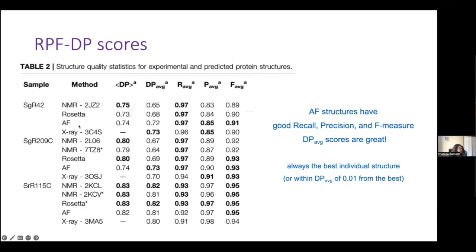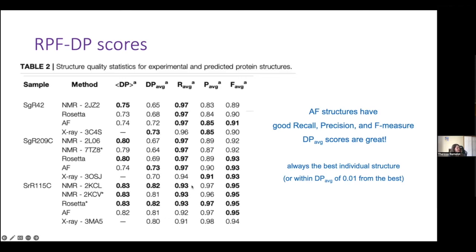Now we can look at the AlphaFold structures and see that they have good recall, precision and F measure. If you look at the average DP score, for the individual models, you can see that they are actually great. They are a really good match to the NMR data. So I guess that means I don't have to solve NMR structures anymore. They're always as good as the best individual structures or within about 0.01 of the best. For example, here 0.81, 0.82. And the X-ray structures also match the NMR data pretty well in many of the cases.